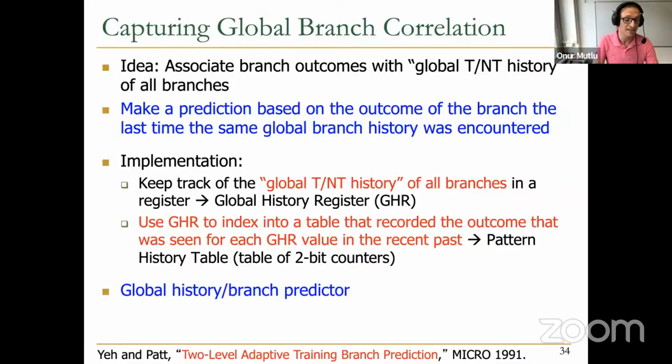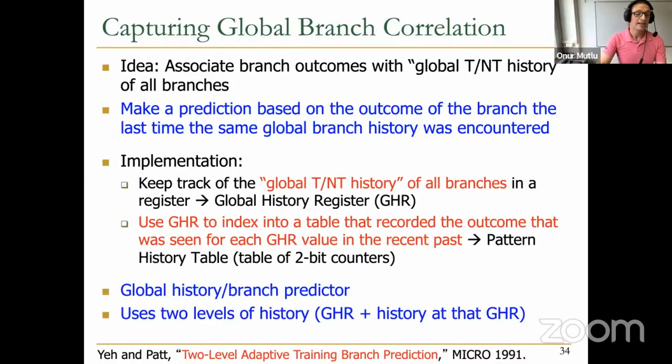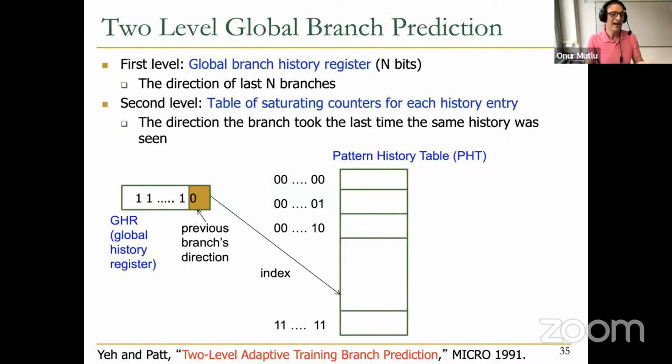So this is called the global history or global branch predictor. The reason it's a 2-level predictor is it uses 2 levels of history. One is the global history register, and the other is the history at that global history register. What happened last time I saw this history of branches? Was the branch taken or not taken, or strongly taken or weakly taken, or strongly not taken or weakly not taken, right? If it's 2-bit history. And it looks like this, basically.